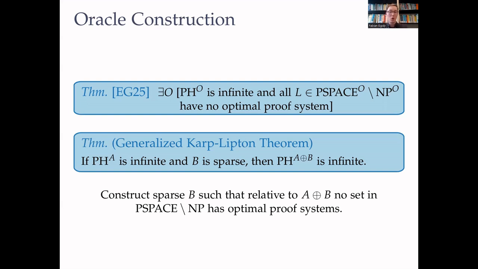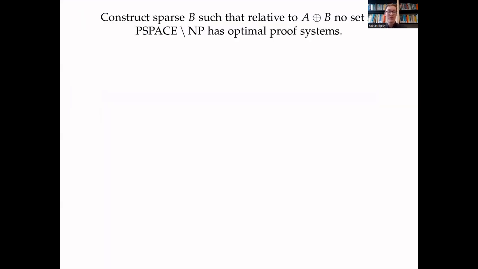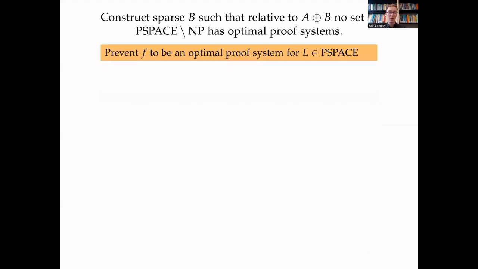P space without NP has no optimal proof systems. And so our goal is to construct such a sparse set B. We have to prevent that any set outside NP but inside P space has optimal proof systems. And for simplicity, here we restrict to the task of preventing a single proof system F to be optimal for some set L in P space.